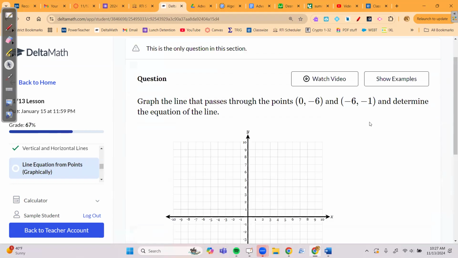All right, this is the last section, and then I'm out of your way. This time it says to graph the line and then name the equation. So the first thing we're going to do is we got to know how to plot points. Could you guys guide me? I'm not very good at this graphing point stuff.